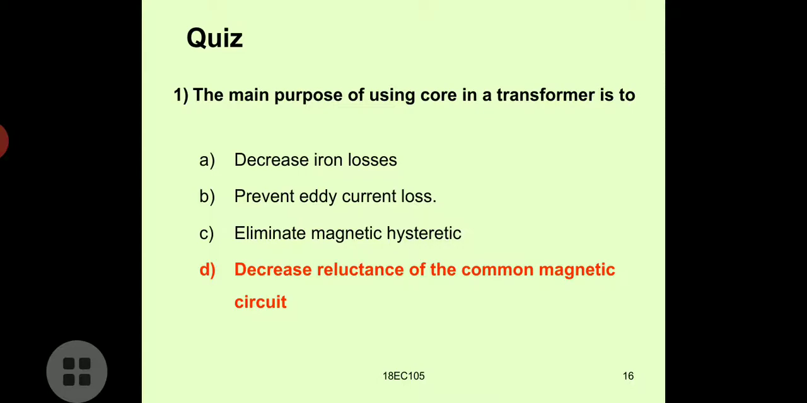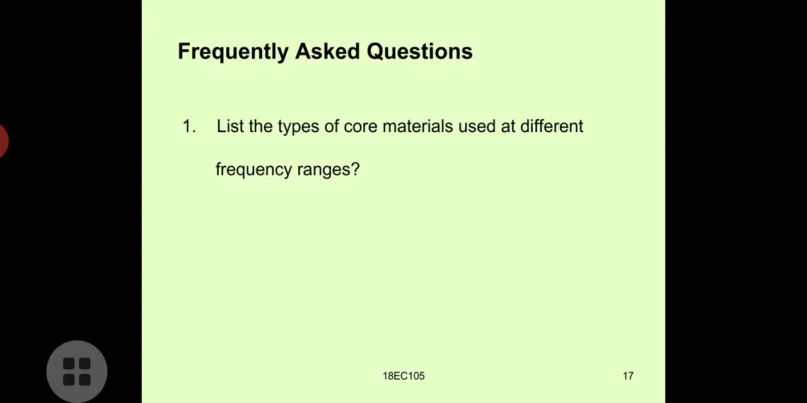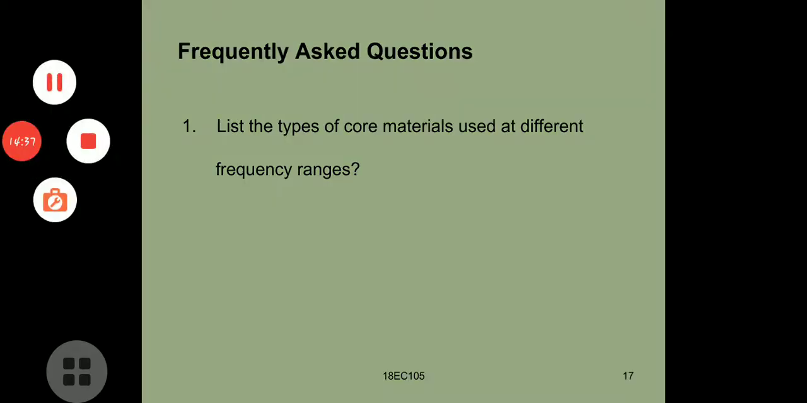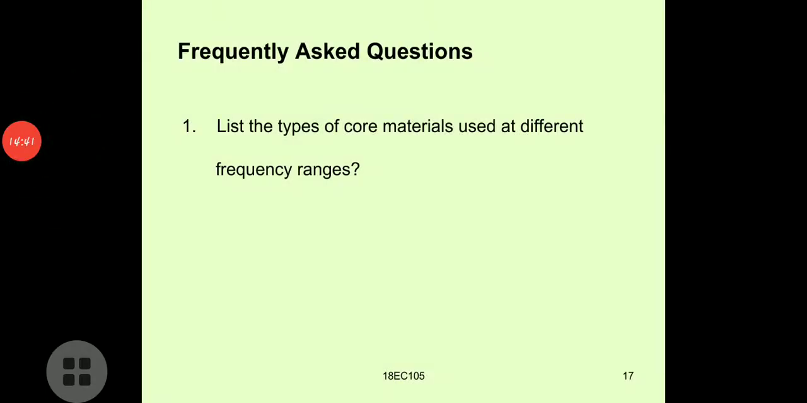As I told, that's the reason why we cut the iron block into laminated sheets and so on. Then the frequently asked question from the exam point of view: list the types of core materials that are used at different frequency ranges. This is what is actually expected. Sometimes you can get this in an exam.